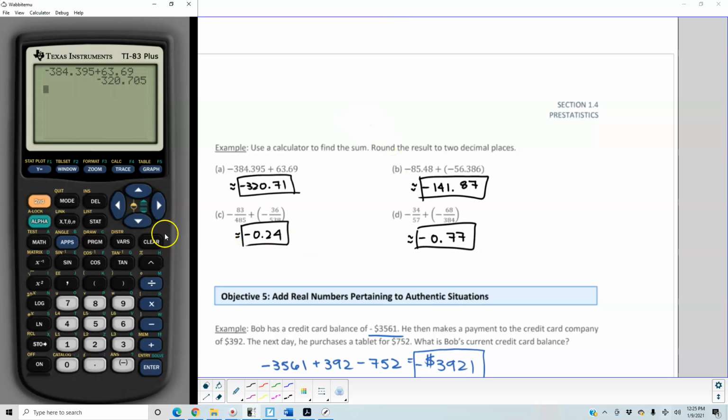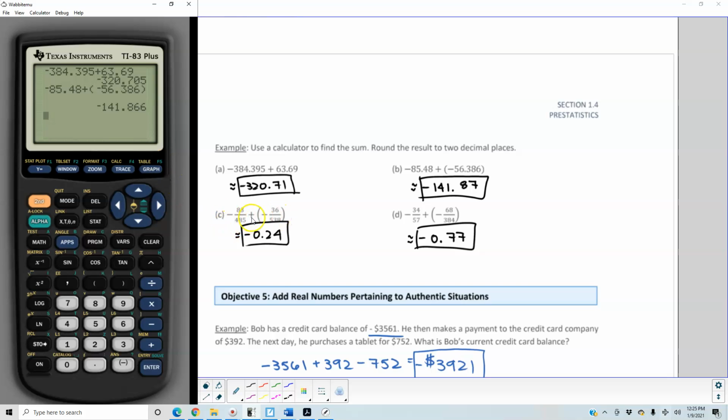In part B, again, we have a negative sign, so we have negative 85.48, and then plus, and then we have our parenthesis. Again, we're using our negative sign, 56.386, and then close the parentheses. So let's go ahead and do that, and we get, rounding it to 2 decimal places, negative 141.87, so we're rounding up. This goes from 6 and we round it up to 7.